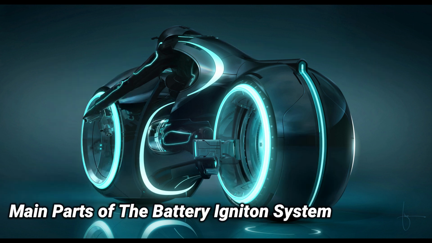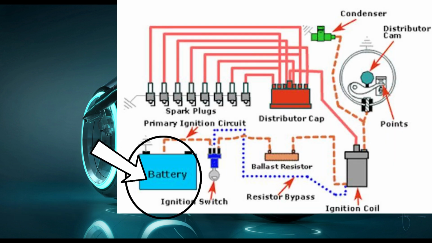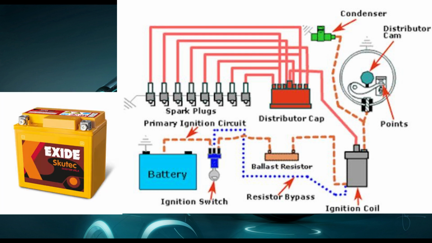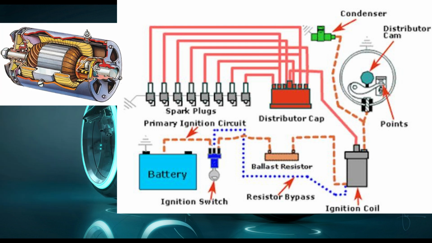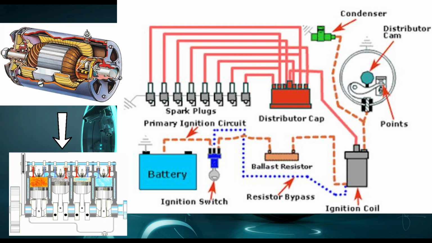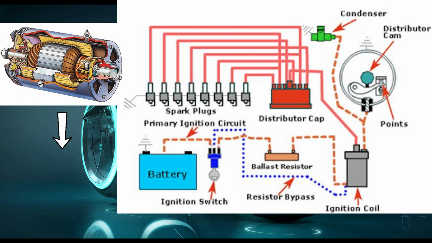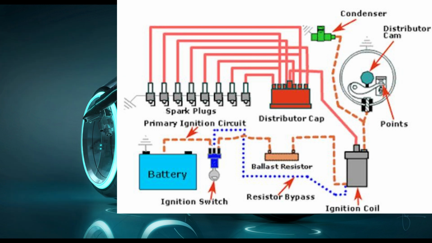Now let's check out the main parts of the battery ignition system. The first and very essential element in this system is the battery. A battery is used to provide energy for ignition. It works as a storage of energy and is charged by the dynamo, which is driven by the engine. It converts chemical energy to electric energy.